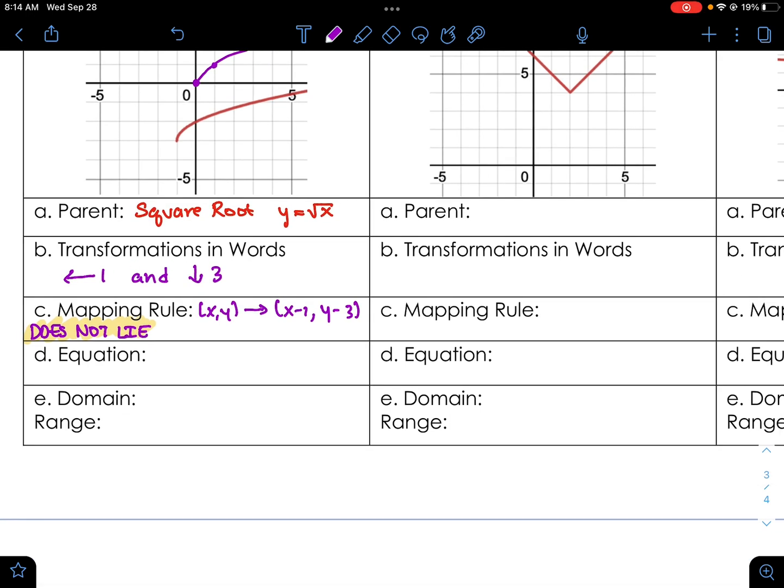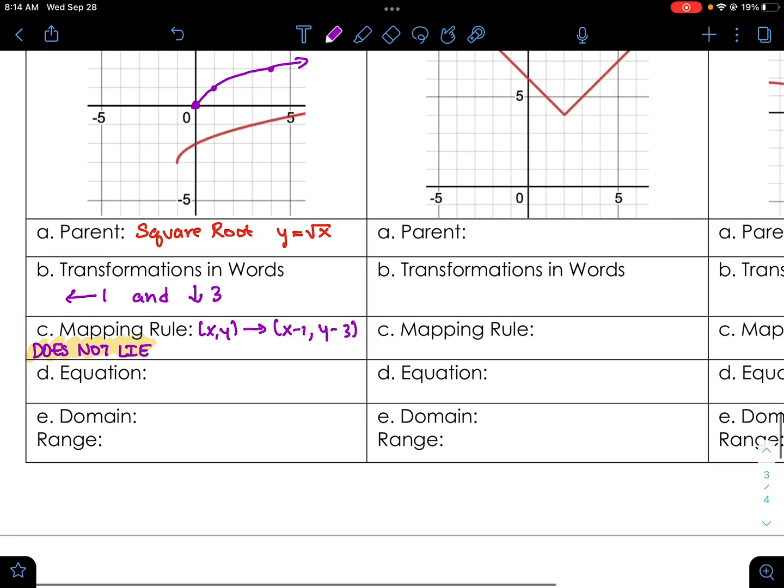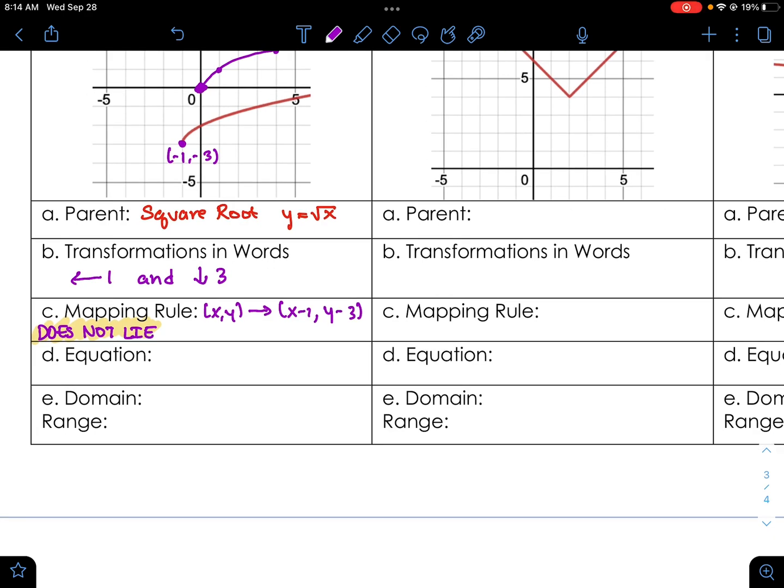Again, what that tells us is with our x value, so here is (0, 0), we would subtract 1, that would take us to -1, and subtract 3, that would take us down to -3, which gives us our new point, (-1, -3). And our equation would be either y + 3 = the square root of (x + 1), or y = the square root of (x + 1) - 3.